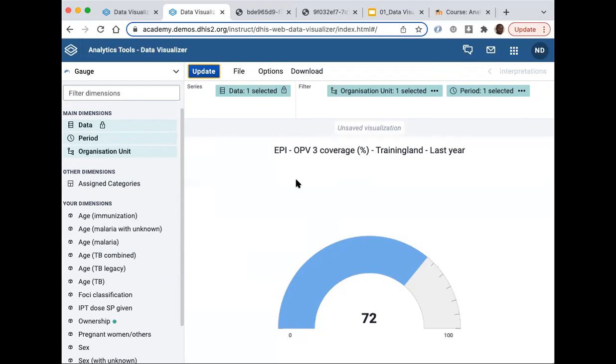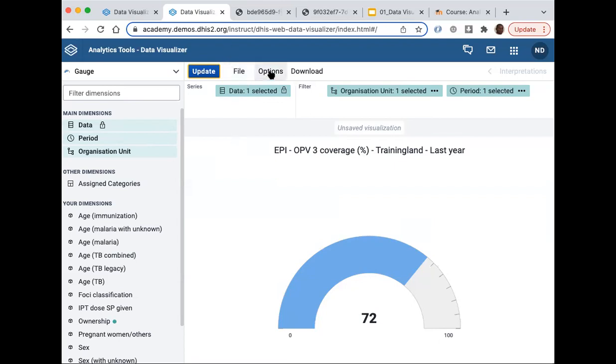There are some of the things that are going to appear, as opposed to the way they were appearing before. So with this, I can see that last year, my OPV coverage stopped at 72%. But again, if it was tomorrow and you came to see whether we immunized more children, then the speedometer would still keep on moving. And again, we can also add a legend to this.